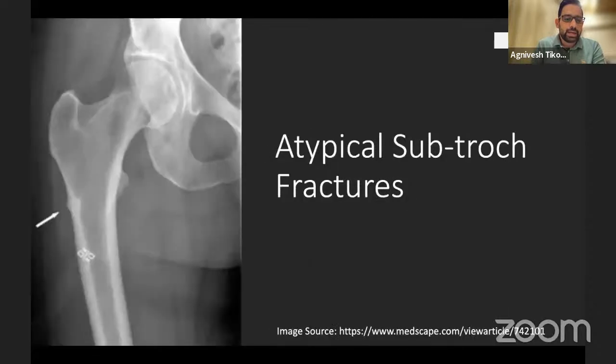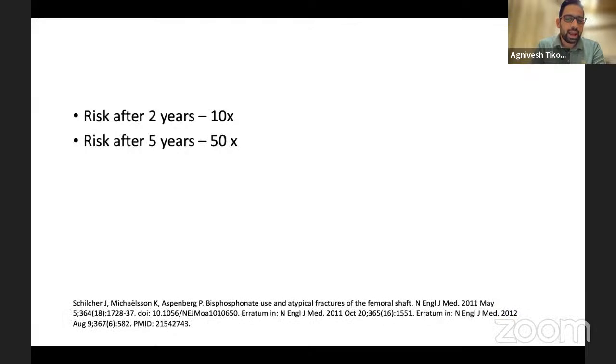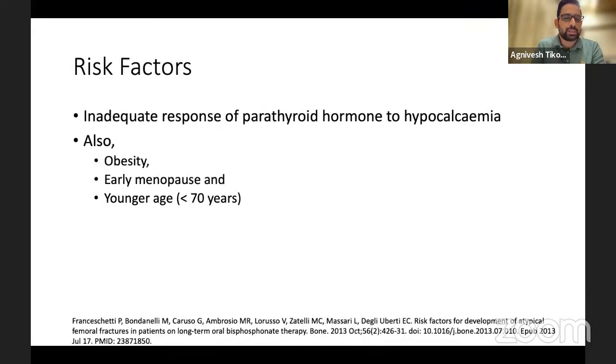The other one is atypical fracture. So if a patient on bisphosphonate therapy starts complaining of hip pain, you do an X-ray and you see a unicortical fracture like this. So it's an atypical subtrochanteric fracture, which happens because of failure of remodeling, and the risk increases with time. The risk after 2 years becomes 10 times and the risk after 5 years becomes 50 times. So you may ask, if this therapy is itself going to cause a fracture, then what is the point of giving this? The answer is that for every such incident which happens, it protects hundreds and thousands of fractures which would have otherwise happened, which is the advantage of these medications.